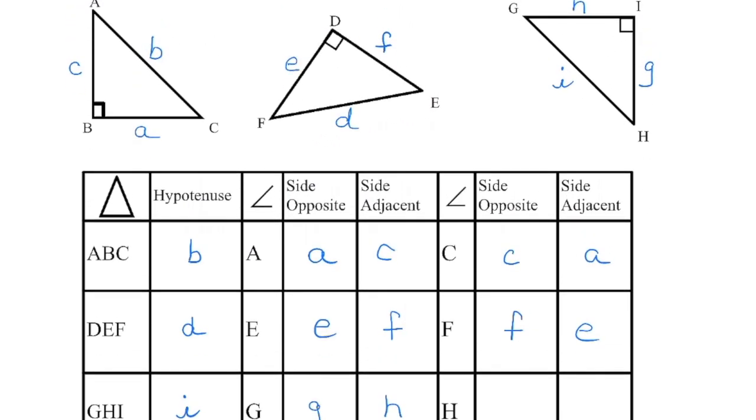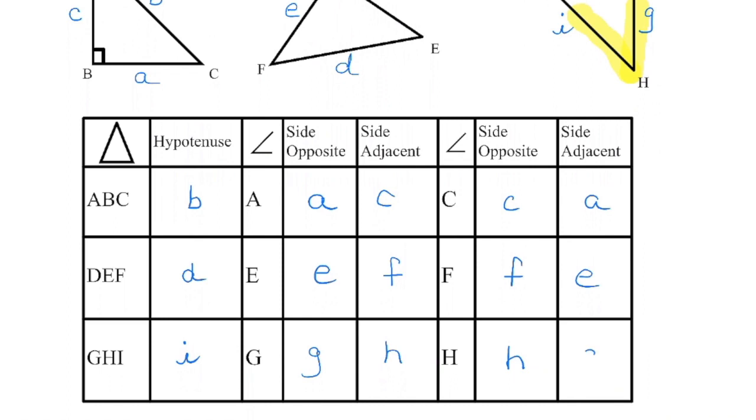And finally, if I'm using angle H as my reference angle, the side opposite from angle H is side H. I'm going to fill that in at the bottom. I'll scroll this up in a second. These are the two arms that make up angle H. It cannot be the hypotenuse, so the remaining side, G, is the side adjacent to angle H. So I can fill that in here.